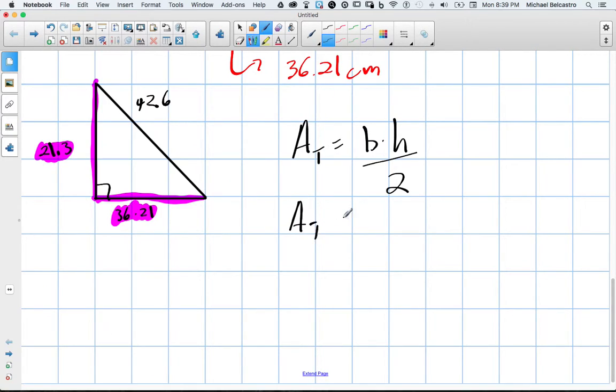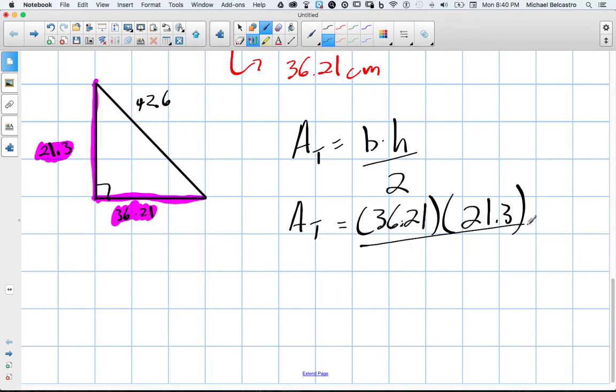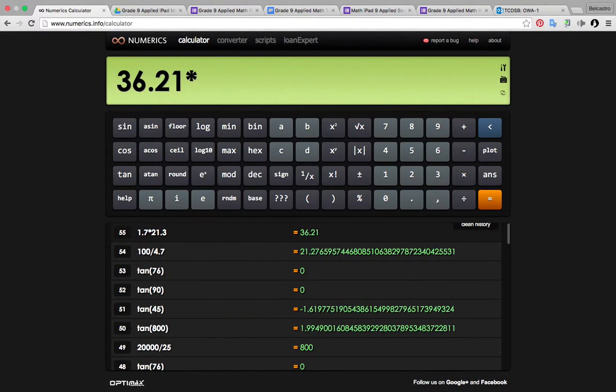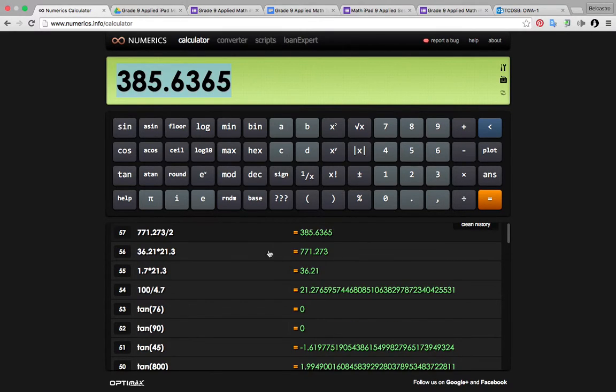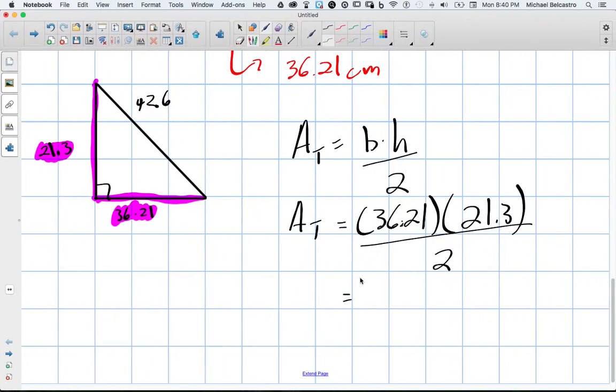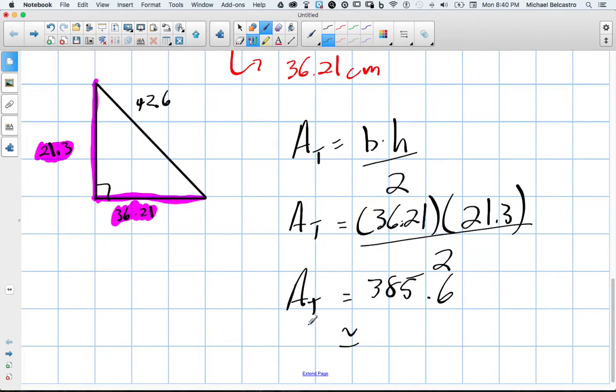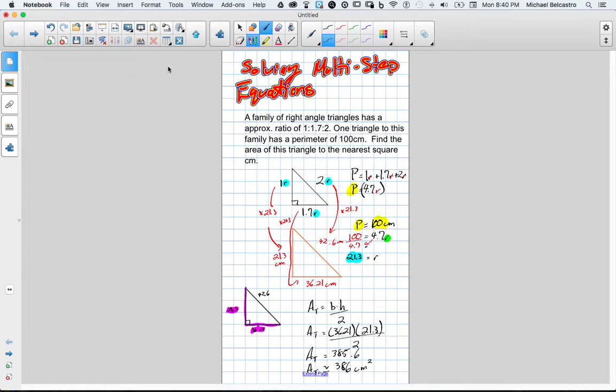So the area of this triangle should be equal to the base, 36.21, times the height, which is 21.3. Then whatever that is, divided by 2. I can probably do that all in one shot here. 36.21 times 21.3, and we'll get that value and divide it by 2. And when we divide it by 2, we get 385.6. So the area of the triangle is 385.6. If they want us to round it, it is approximately 386 centimeters squared, because it's area. Okay? So there's our process for that question.